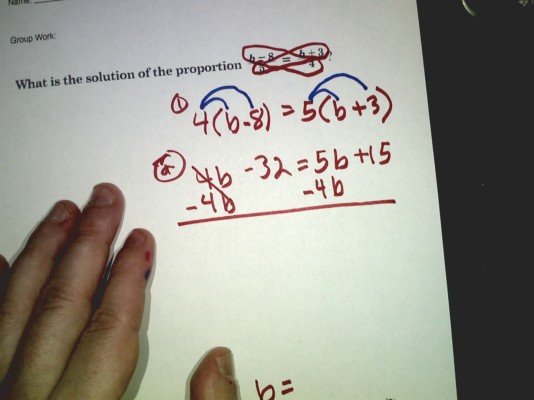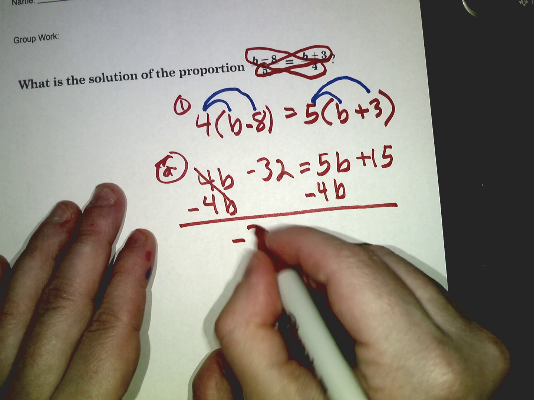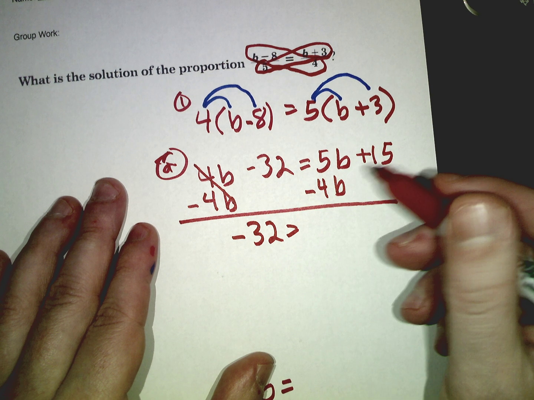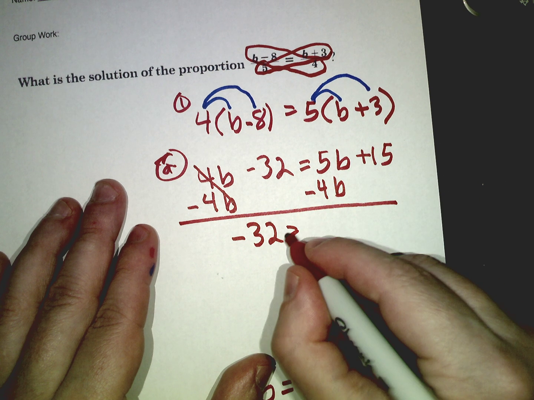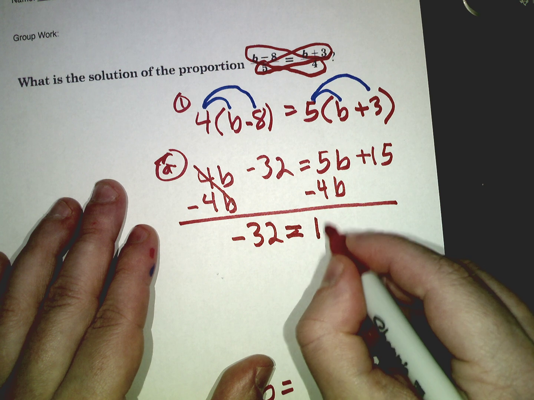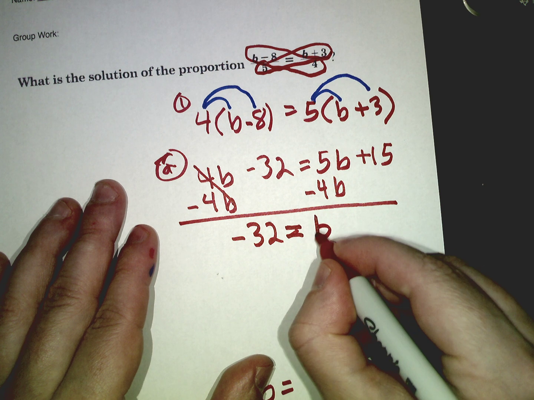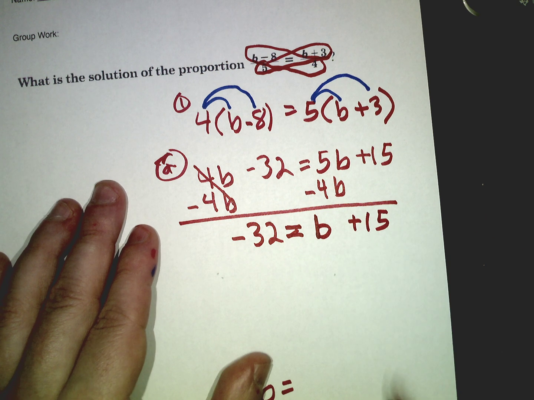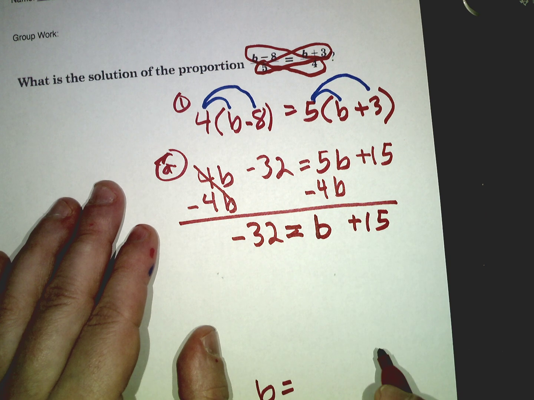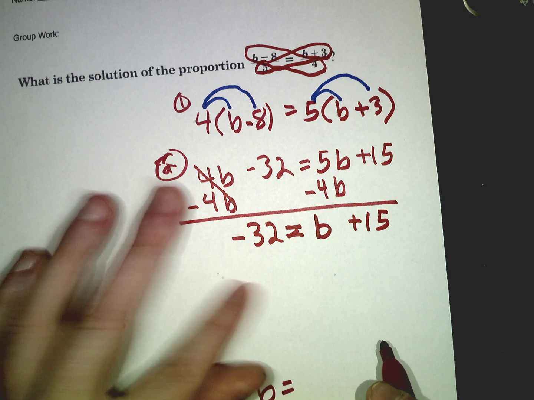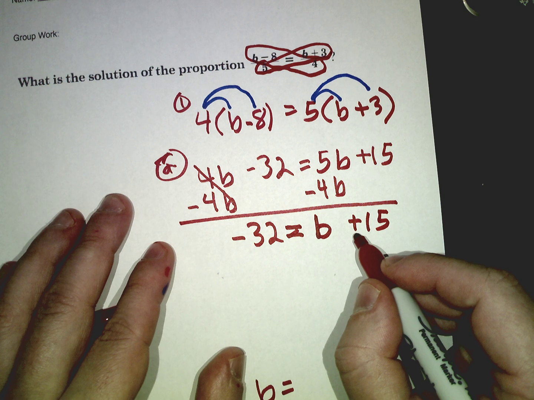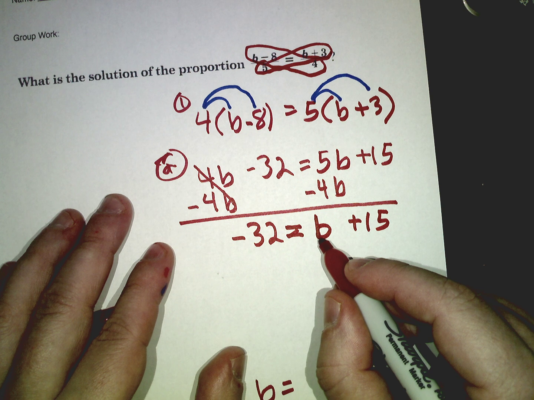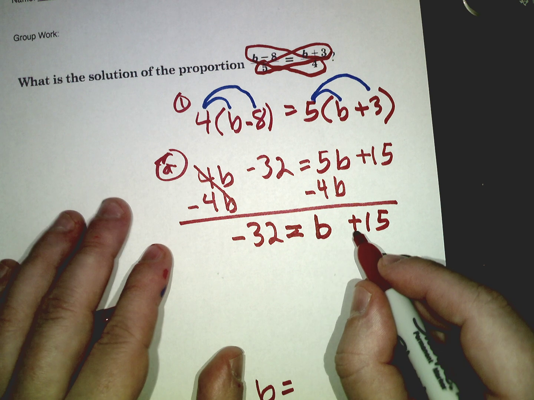4b minus 4b is 0. This comes down negative 32. Now, 5b minus 4b is 1b. Right? But I can also just write it as b, or 1b plus 15. Now things are getting a little bit easier. Now I don't have to do multiplication after this next step. Here, what's getting in the way of b being by itself? Plus 15. I got to get rid of that plus 15.